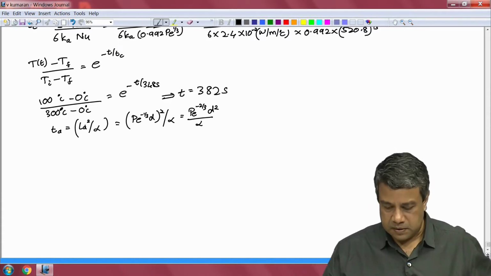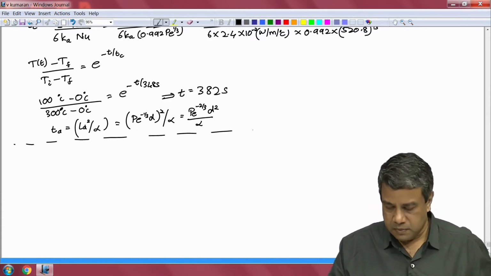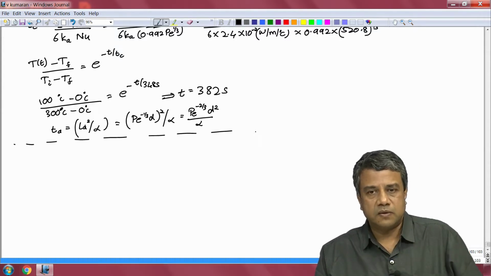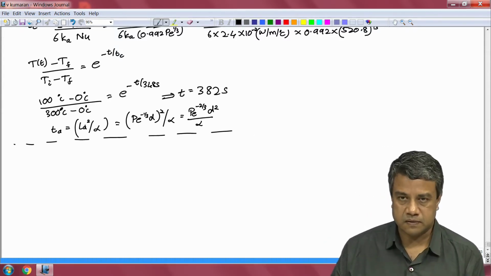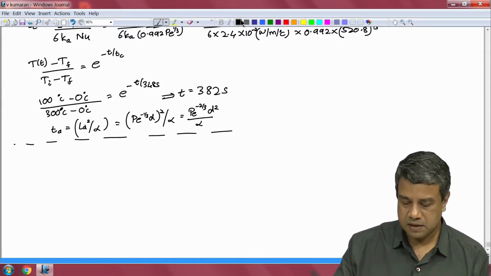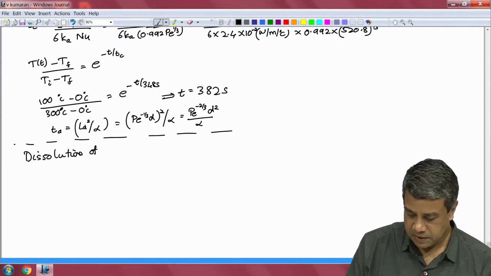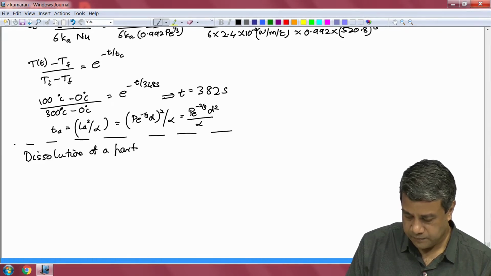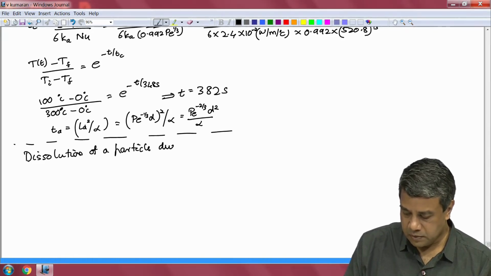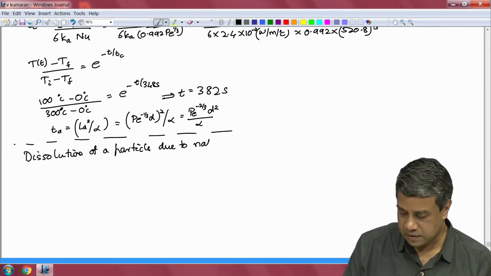Let us take another example. We had looked at dissolution of a sphere in a quiescent fluid in the absence of any flow. Let us now look at the dissolution of a particle due to natural convection.